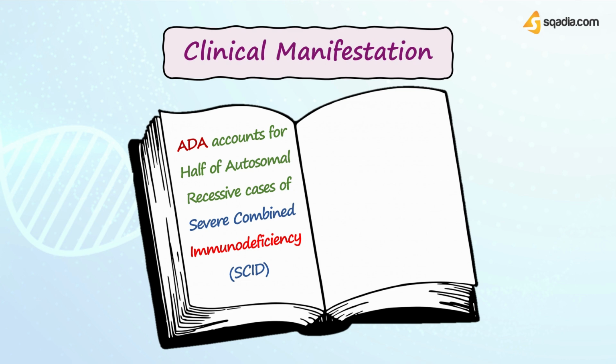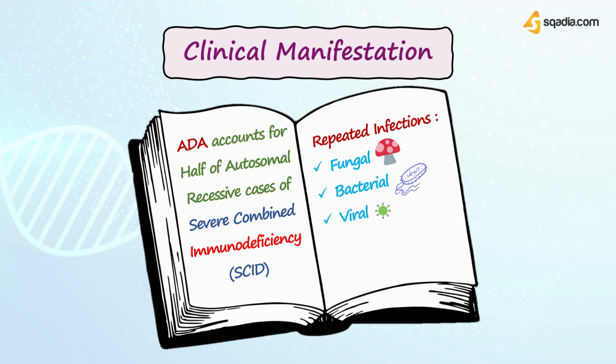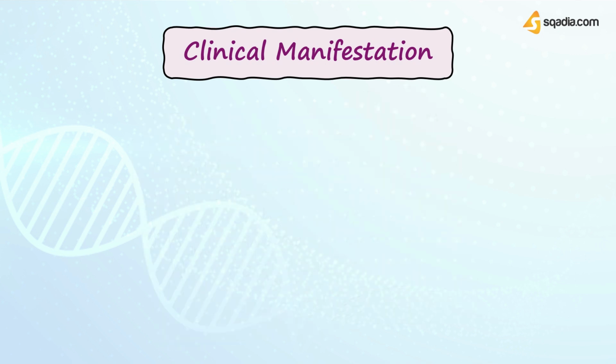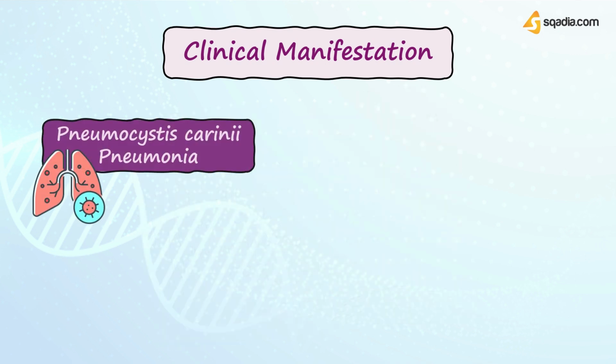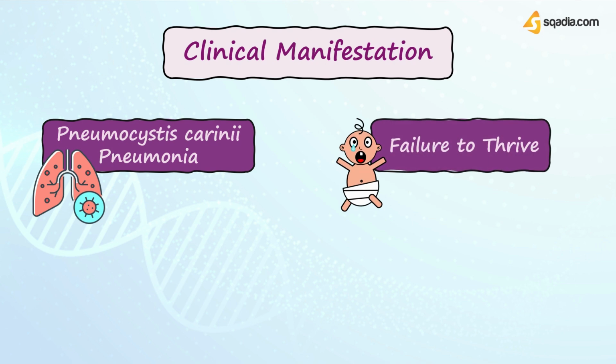Adenosine deaminase deficiency accounts for half of the autosomal recessive cases of severe combined immunodeficiency, or SCID. And what does immunodeficiency suggest? Obviously, a lot of infections. Same as we saw in the child whose case we are discussing. So, SCID is associated with severe and repeated fungal, bacterial, viral, and protozoal infections during the first year of life. The disorder commonly presents with Pneumocystis carinii pneumonia and failure to thrive.